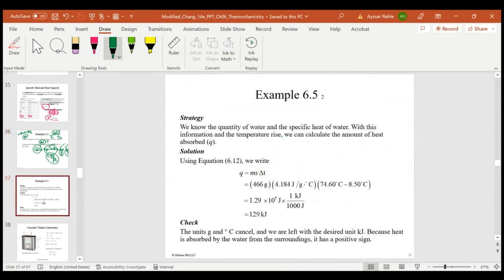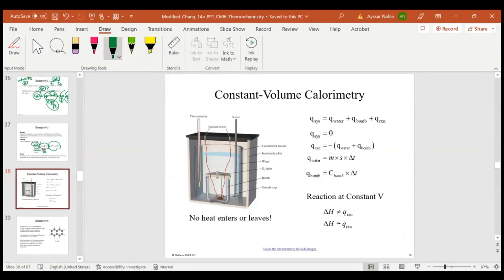Now, let's see what they have done in there. Q is equal to specific heat times mass times delta T. Specific heat is right in here. That's specific heat, multiplied by mass, they give me the mass, multiplied by delta T, and the answer is that much. If I divide by 1,000, this will give me kilojoules. Clear? Yeah? Okay. Now, the other thing I'm going to talk about is the constant volume calorimeter.